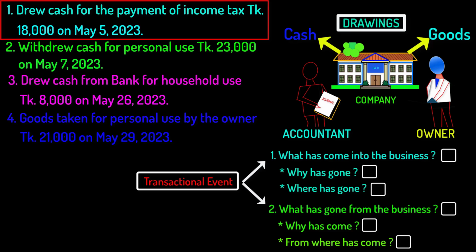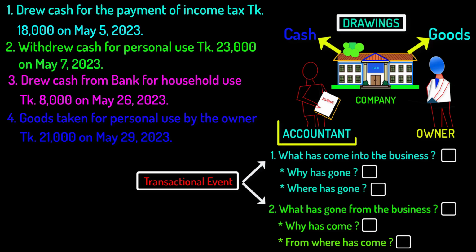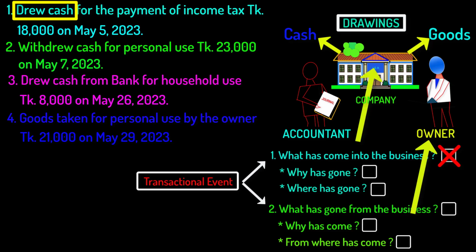Drew cash for the payment of income tax Taka 18,000 on May 5, 2023. As an accountant of this company, ask yourself this question. What has come to the business? Actually, what has come? Nothing, isn't it? Why nothing? Because for the withdrawal of the money by the owner, in return, the company got nothing.